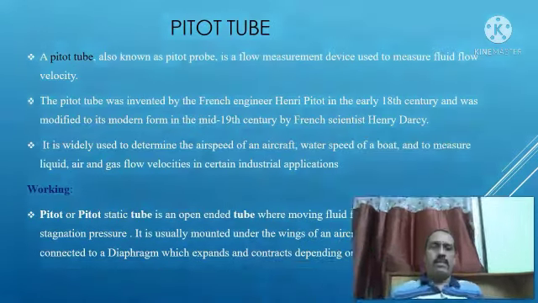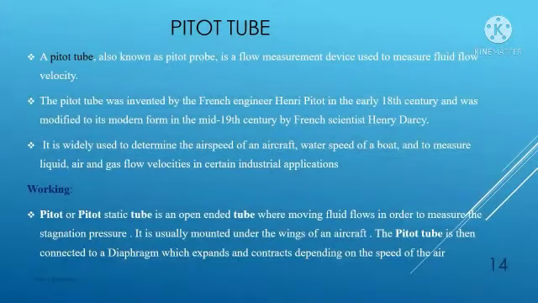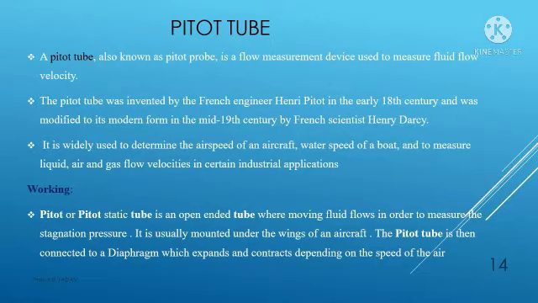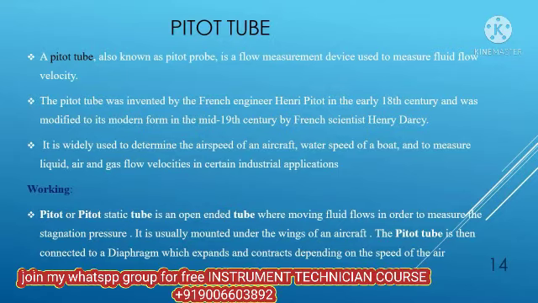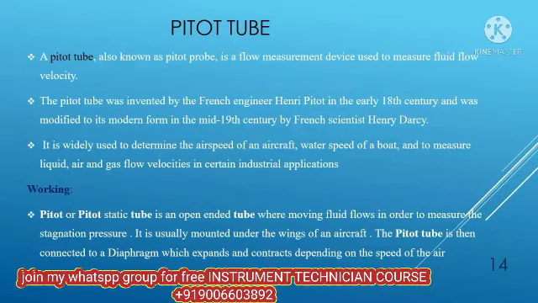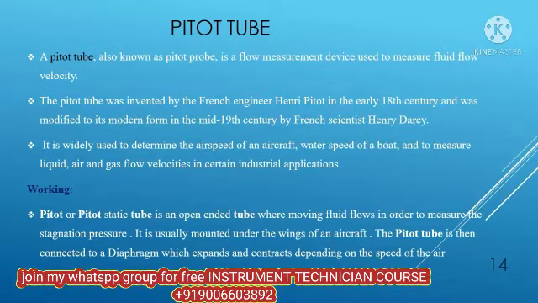So next part is PITOT tube. So this is the PITOT tube. PITOT tube is also known as a PITOT probe. It is a flow measurement device used to measure the fluid flow velocity. PITOT tube was invented by French scientist Henri PITOT in the 18th century. It was modified to its modern form in the mid-19th century by French scientist Henri Darcy.